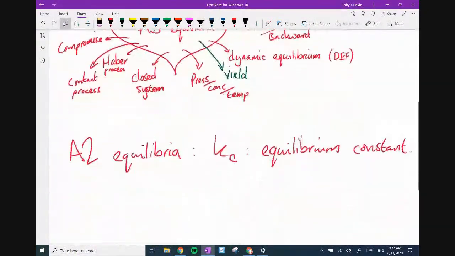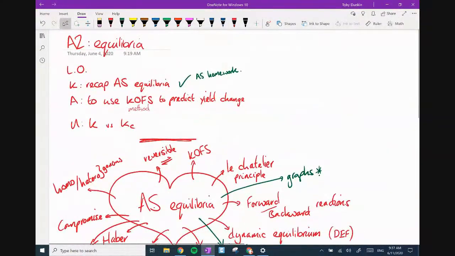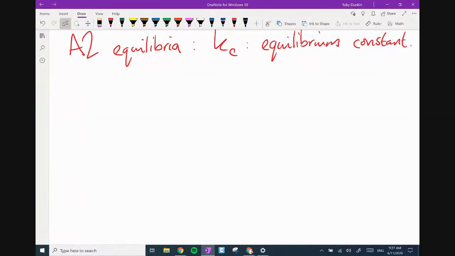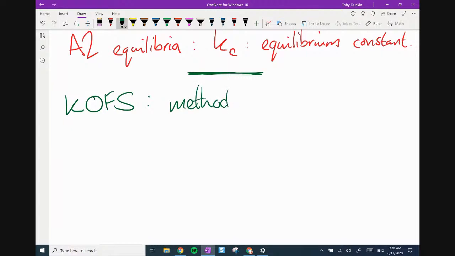Okay, so since we've had a look, now I want to quickly go through KOFS. KOFS is Mr. Duncan's method for predicting yield change.